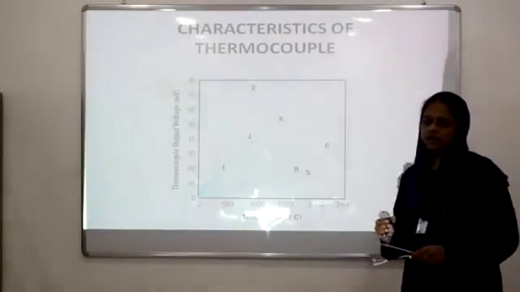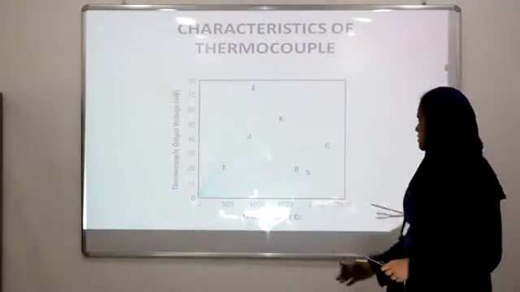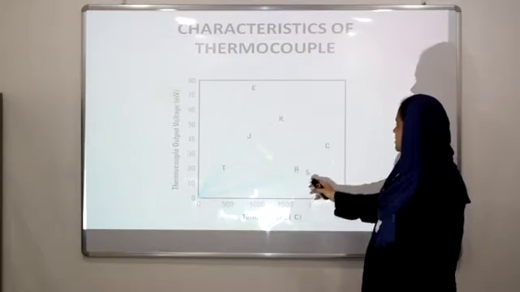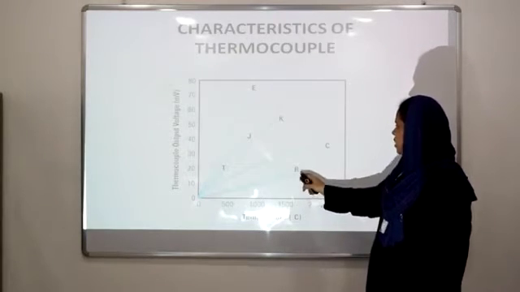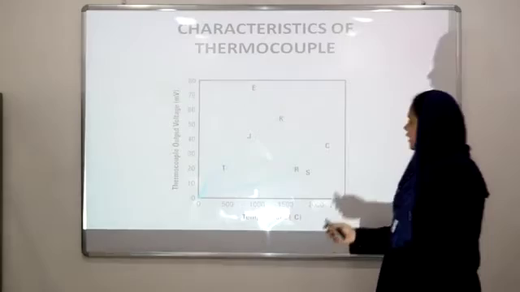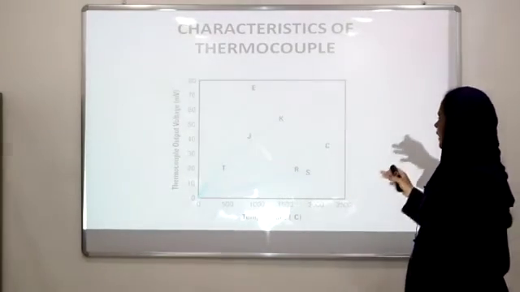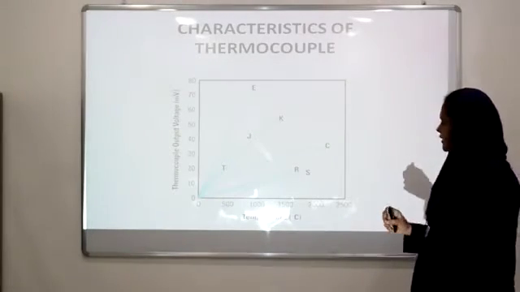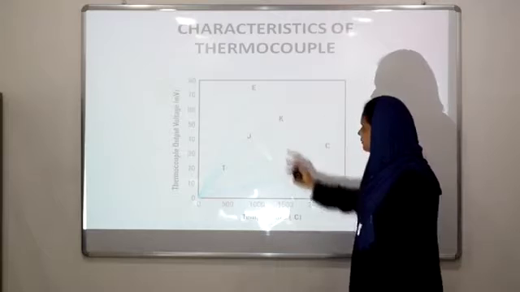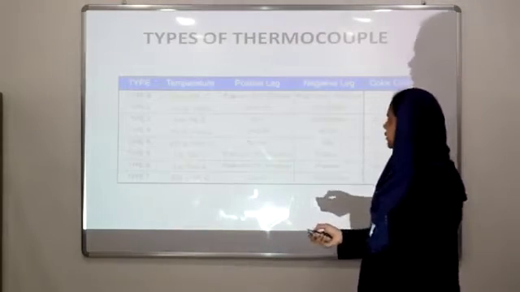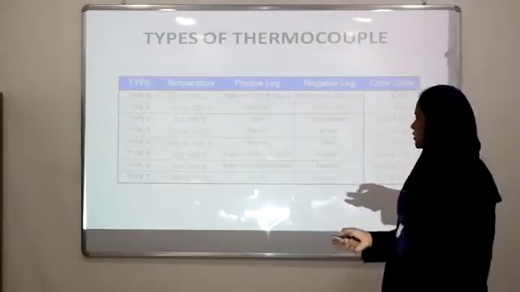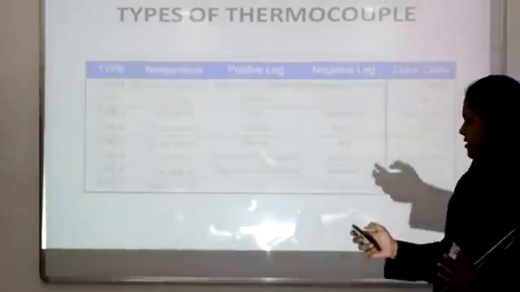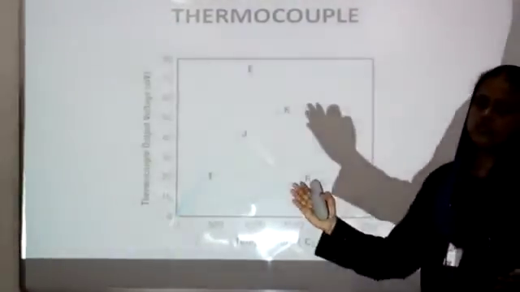If we plot a graph between the temperature and the produced output voltage, these are the characteristics I am getting. S type, S, or the alphabets mentioned, are nothing but the types of thermocouple: S, R, C, T, J, K, E. Among all the types, I can conclude that if I want a linear relationship, linear characteristics, I can select this K type. In the previous slide, type K is used for minus 100 to 1300 degrees Celsius. For normal applications we go with type K because of its linear characteristics and the wide range of temperature.